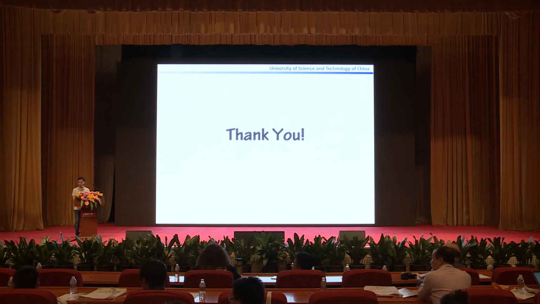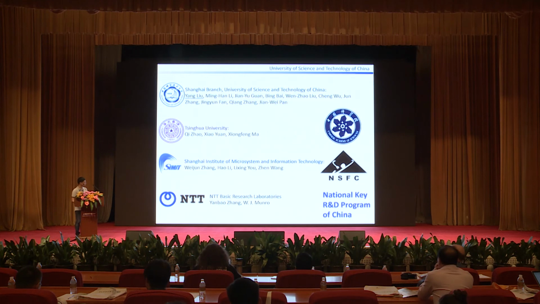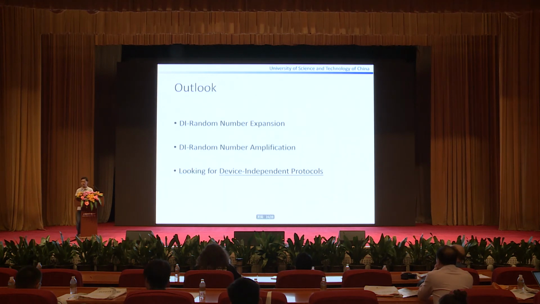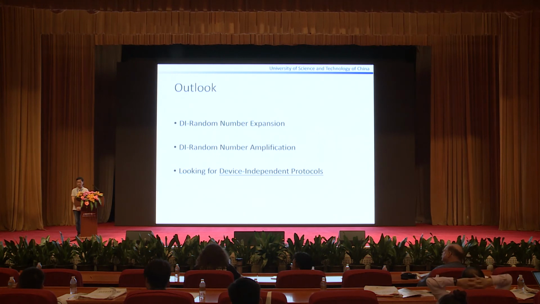So, excuse me, in your outlook, you say one of the things you want to do is full device-independent randomness generation, expansion. Sorry, what is the extra thing that you need to do for that? Why does your experiment not already do that?